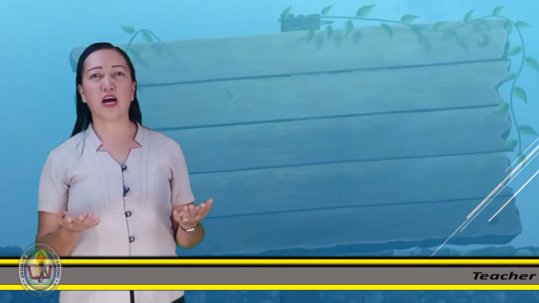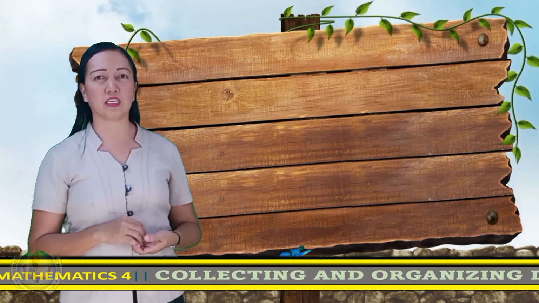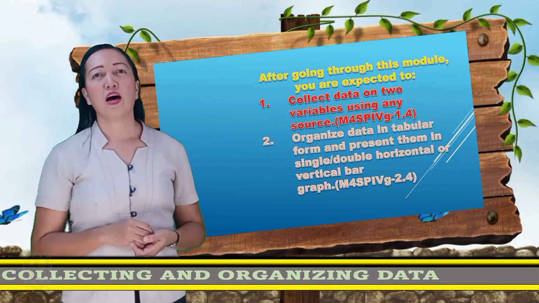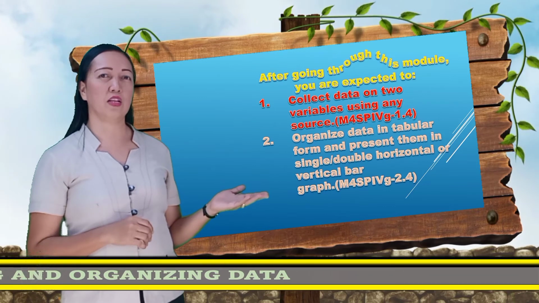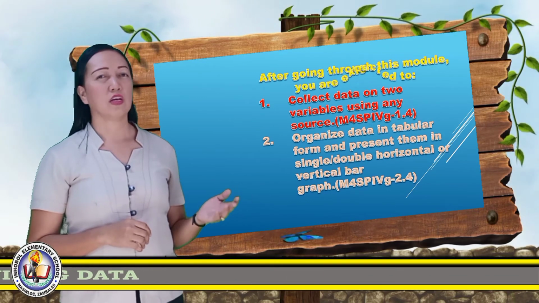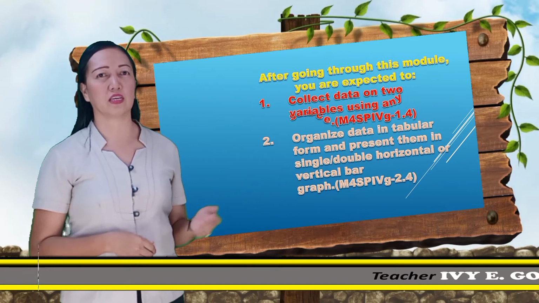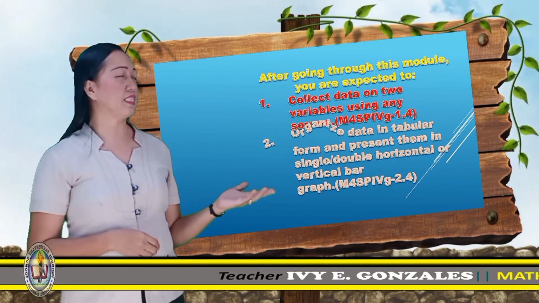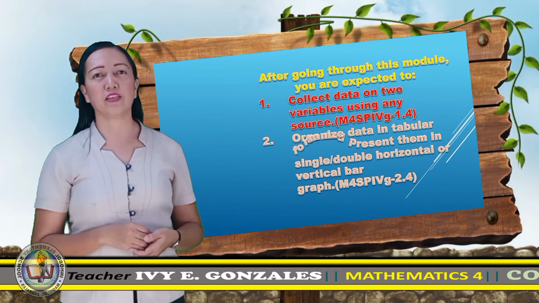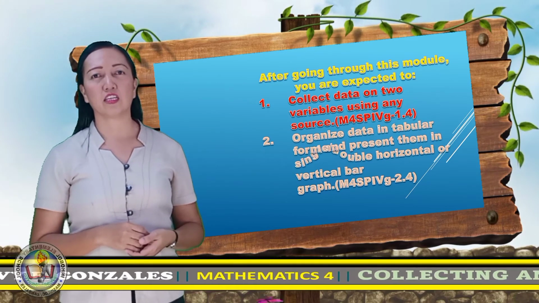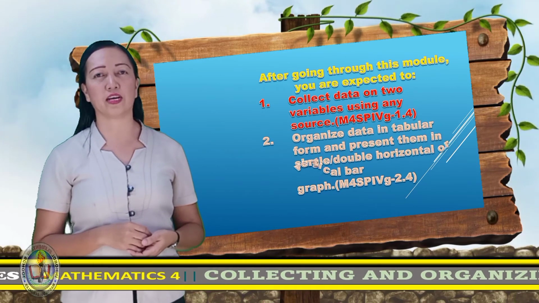You already know how to solve routine and non-routine problems involving the volume of a rectangular prism. This time, you will feel great after doing the activities in this module. After going through this module, you are expected to, number 1, collect data on two variables using any source. Number 2, organize data in a tabular form and present them in single, double, horizontal, or vertical bar graph.